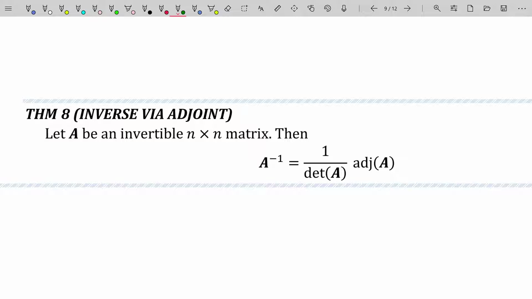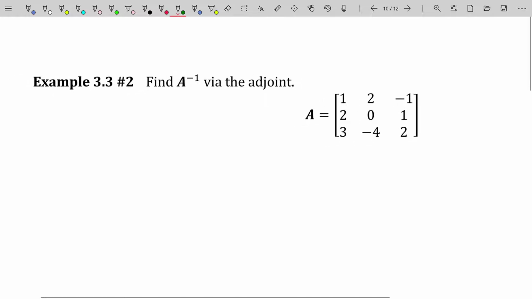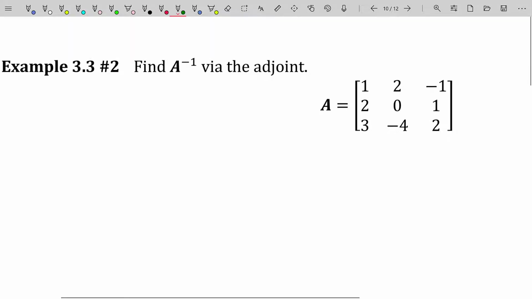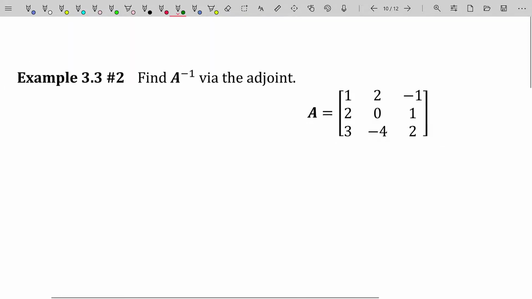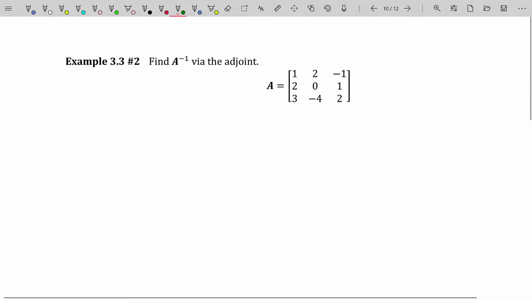But to see it in action is actually to make sense of at least what this theorem is saying and what the adjoint matrix of A looks like. So let's go ahead and find A inverse via the adjoint here. Now, the first thing you should do is compute the determinant of A because you need that according to the theorem. However, because of the way I want to organize my work, I'll actually write the cofactors first.